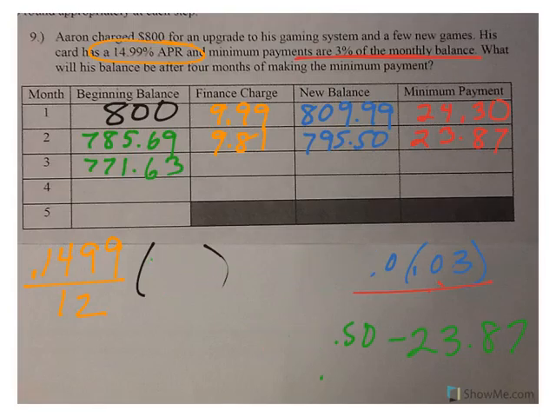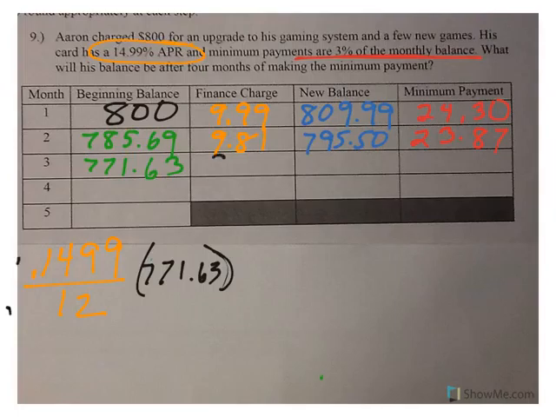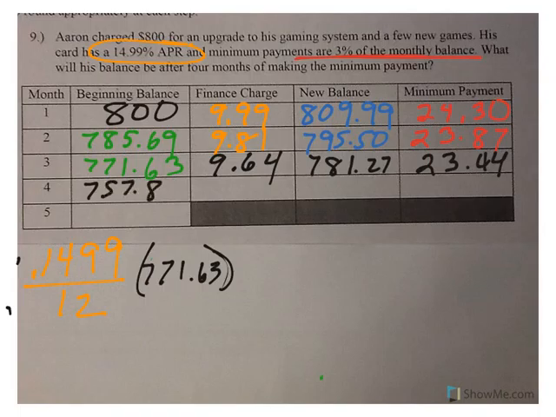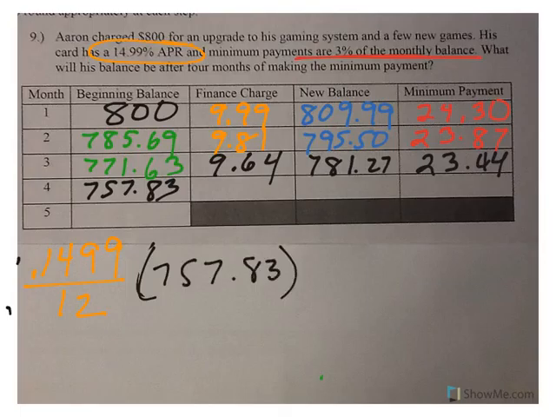And then it's a new month, and you do it all over again. So you say, okay, again, I'm not going to multiply by the 800. Now I'm multiplying by $771.63. So every month the beginning balance goes down a little bit, but I'm still multiplying by my APR divided by 12. So I should have $9.64. Add those together to get a balance of $781.27, and then my minimum payment of $23.44. I subtract new balance minus minimum payment to carry over $757.83, and then again, that's what goes here, $757.83, and that's how we get started all over again.